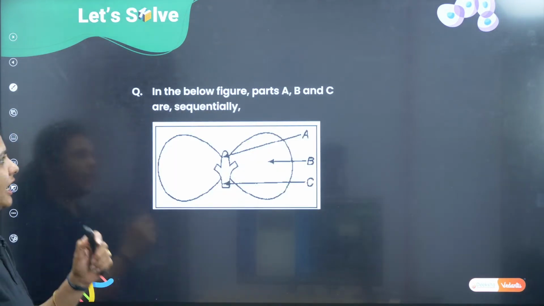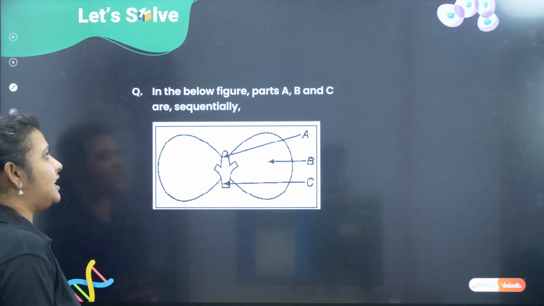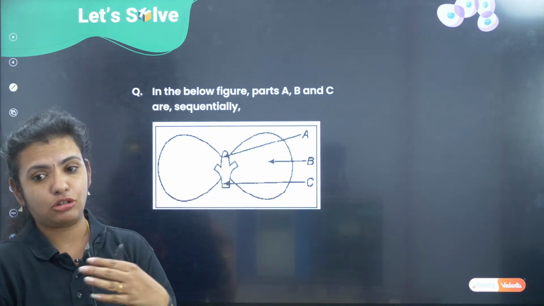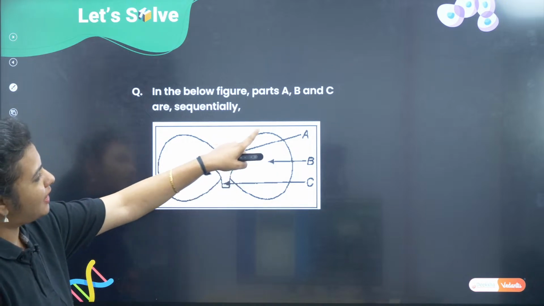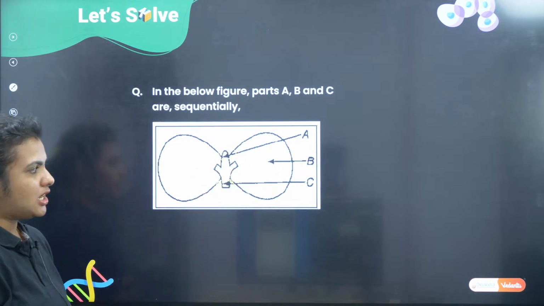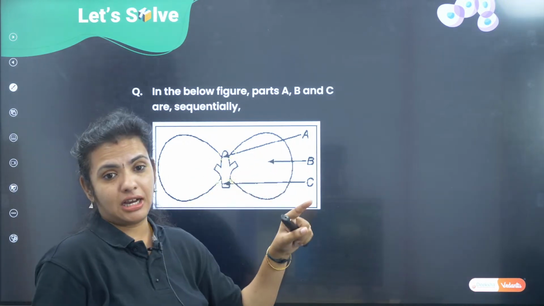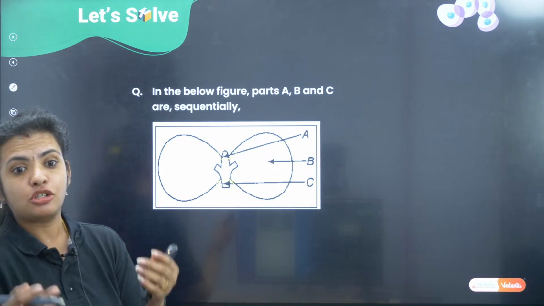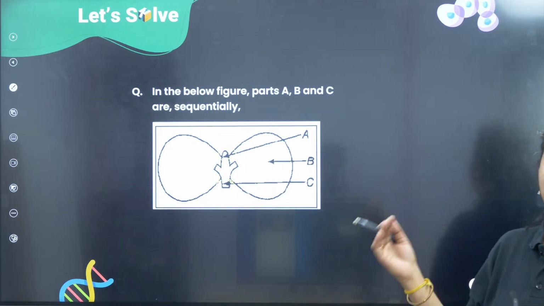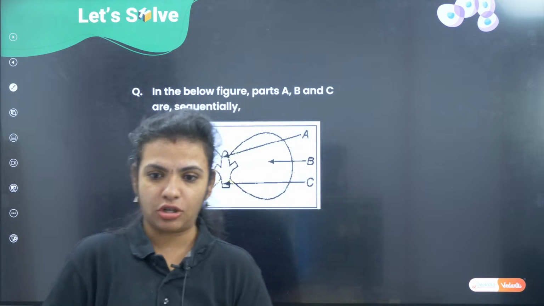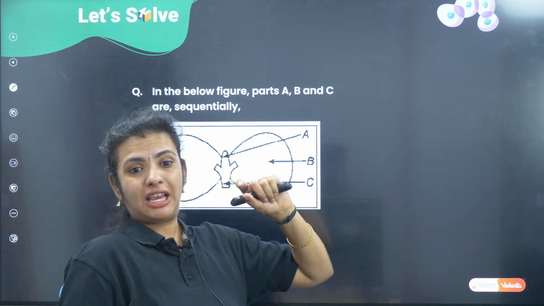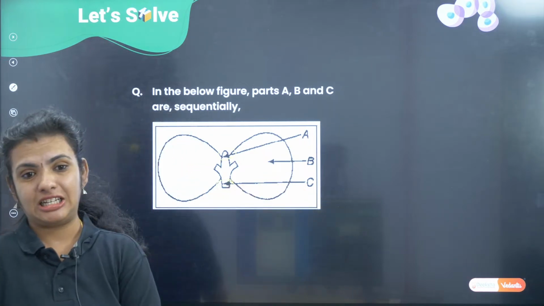Okay. In the below figure, part A, B and C are sequentially. So look at the image properly because I will be changing to the option slide. So you have A here, which is the upper part. You have C here, which is a lower part, and we have B here, which is the central part. Okay. So you are going to keep in mind what is A, B and C because I will be changing the slide to the options. Okay. Once again, quickly have a look at what is A, the upper part, what is B, the middle portion, and what is C, the lower part.